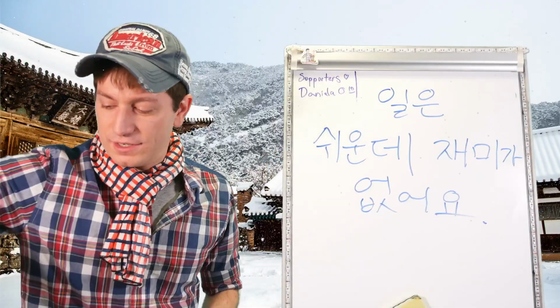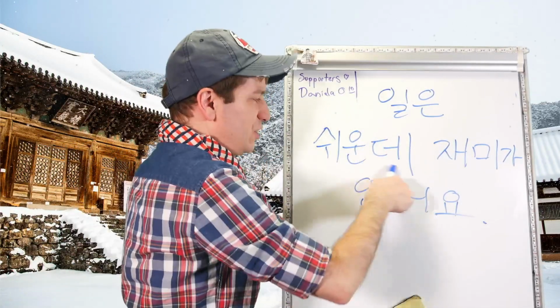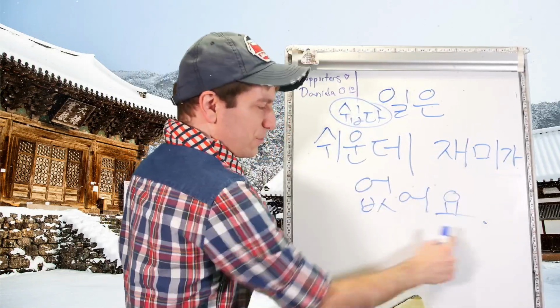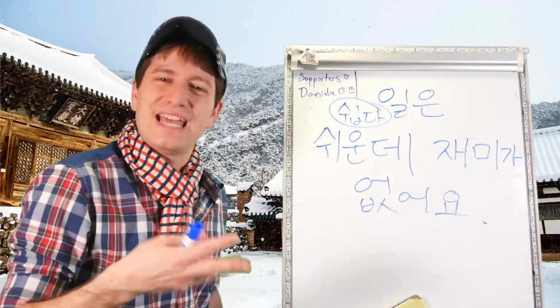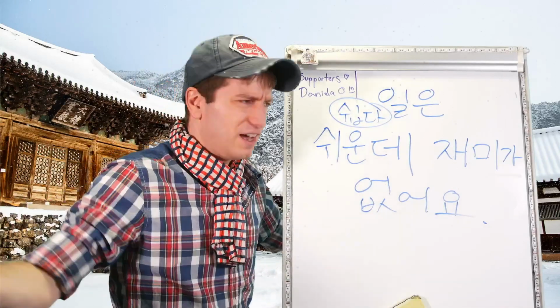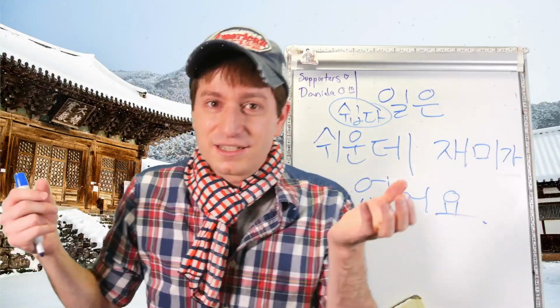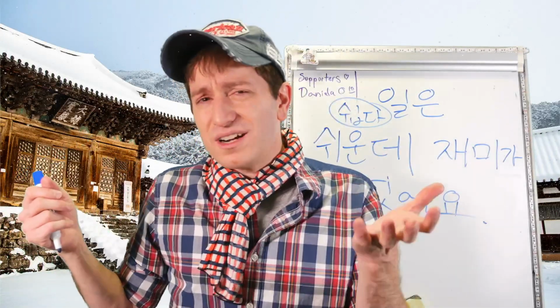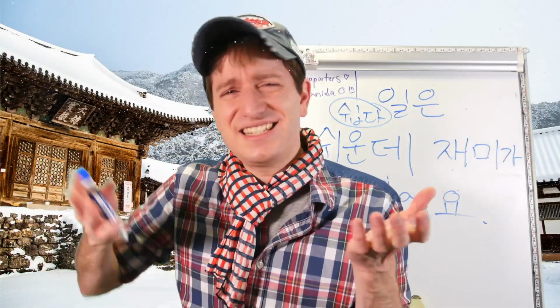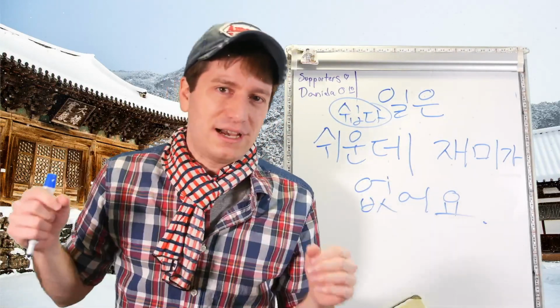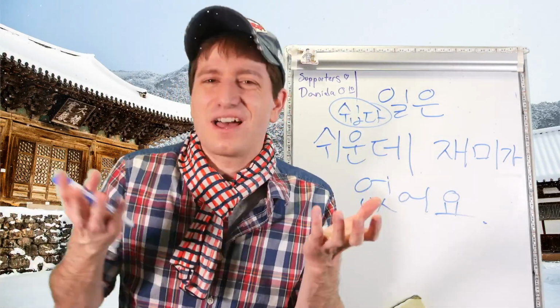일 means work or job. 일은 쉬운데. So this is 쉽다, to be easy. 재미가 없어요. 재미가 없다 means to not be entertaining, to be boring, to not be fun. 일은 쉬운데 재미가 없어요. So the work's easy. It's just not fun. You don't even need to have a connector in there. You can just say, the work's easy, it's just not fun.